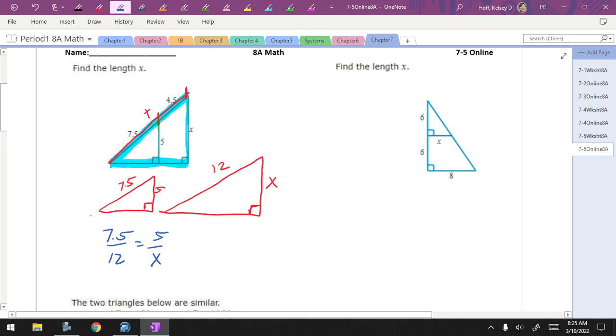Cross multiply on your own. Solve for x. See what you get. I think you get 7.5x equals 60, right? And then when you divide by 7.5, you get 8.